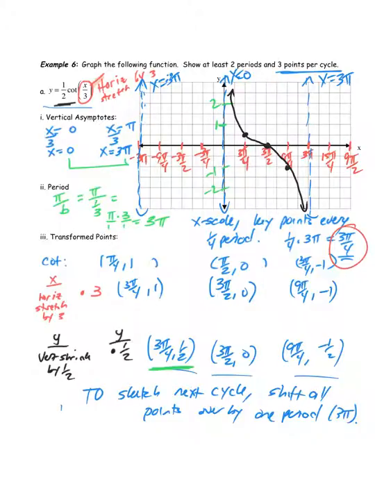So I'm going to repeat this over here. So negative 3 pi over 2, 0, negative 9 pi over 4, 1/2, and negative 3 pi over 4, -1/2, and we'll sketch that here. And then I can sketch half a period in this last cycle. So we'd have 9 pi over 2, 0, and 15 pi over 4, 1/2. And that's our graph.